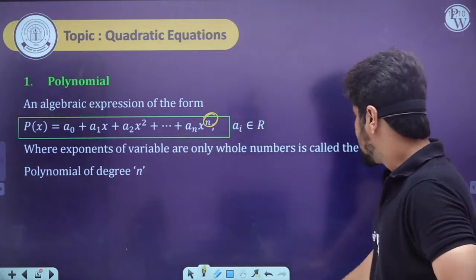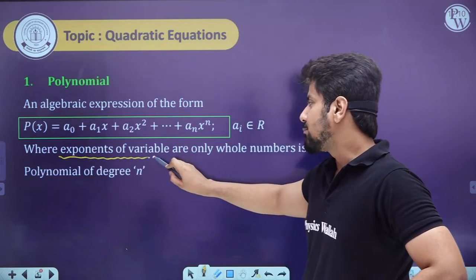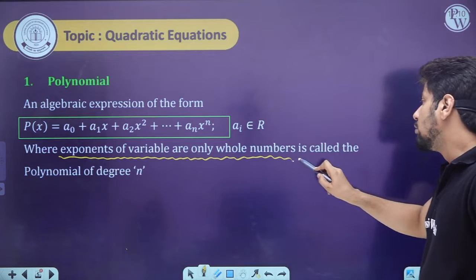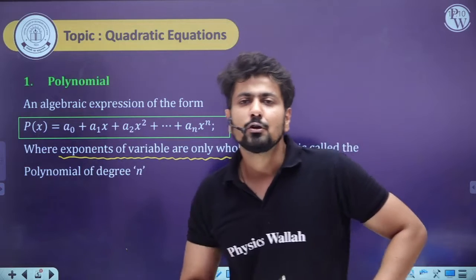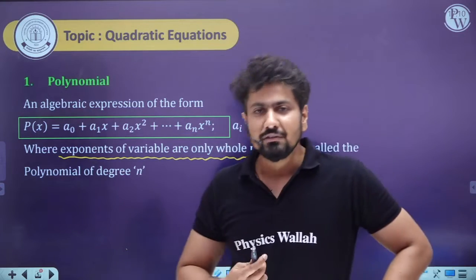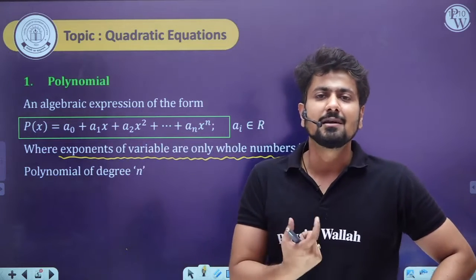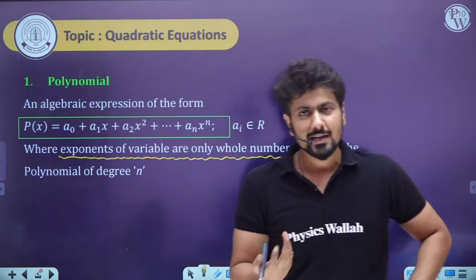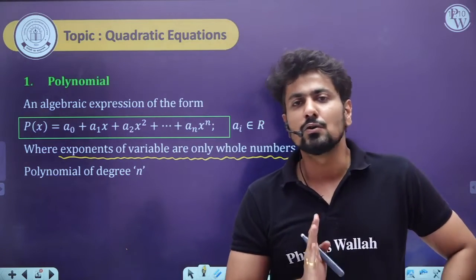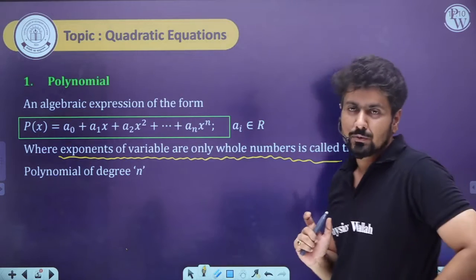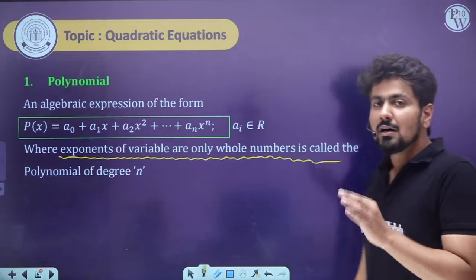See, the rule about polynomial is this: the exponents, meaning powers, of the variable are only whole numbers. This is the rule about polynomial. In a polynomial, the exponent, the power of the variable. What is the variable here? This polynomial is in terms of x. The variable here is x, right? So the power of x in each of the terms has to be a whole number. This is the rule about polynomial.